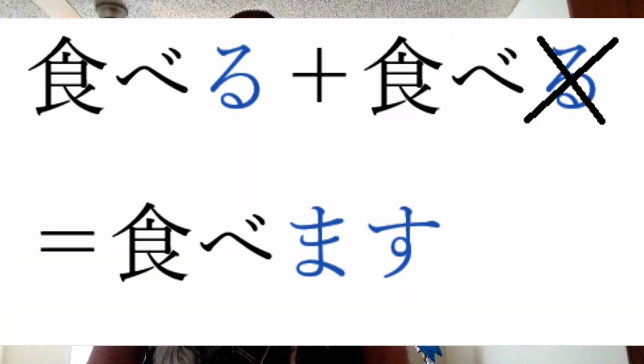For these verbs, you add a root to the verb base. For instance, in our sentence, I eat potatoes, the verb is taberu, to eat. To conjugate in the way we see in the sentence, you take out the ru and add mas, which indicates that an action takes place. Thus we get the sentence, watashi wa jagaimo wo tabemasu.